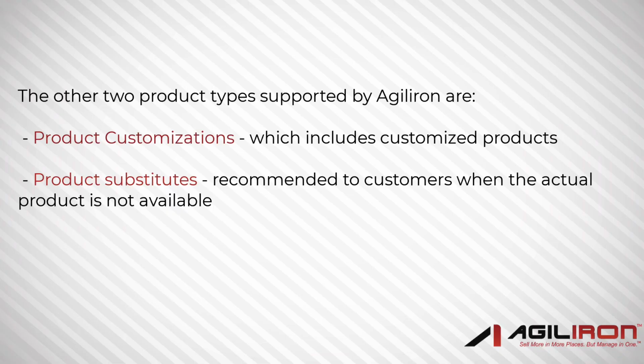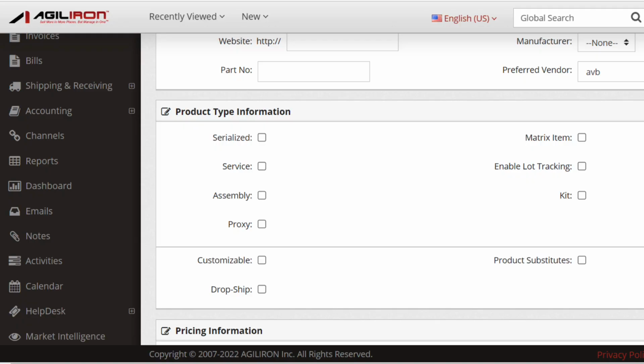The two other product types supported by Agiliron are product customizations, which includes customized products, and product substitutes, recommended to customers when the actual product is not available. This product type can be added by checking the respective checkbox. Customizable. Product substitutes.